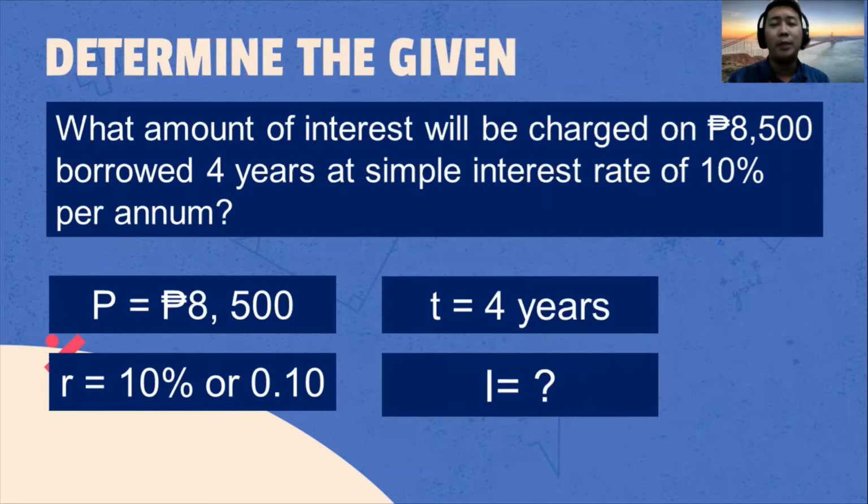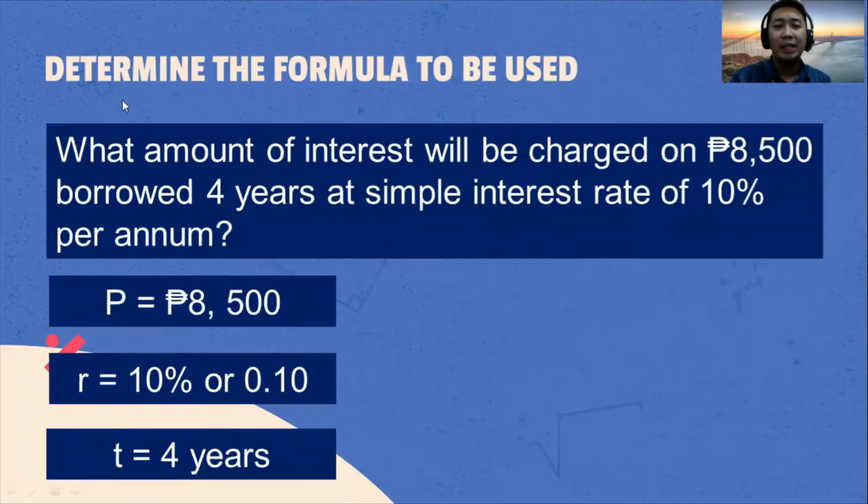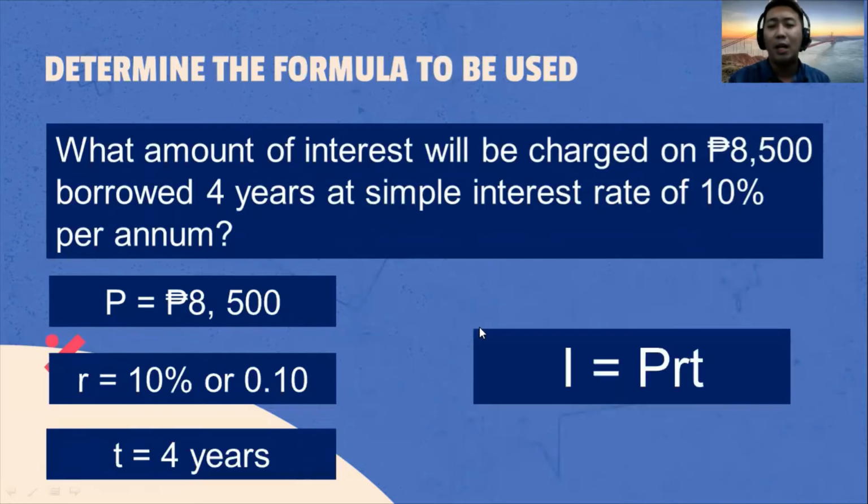The first step, determine the given. Second step, determine the formula to be used. Since we are looking for the simple interest, our formula is simple interest is equal to the principal amount multiplied by rate multiplied by time.